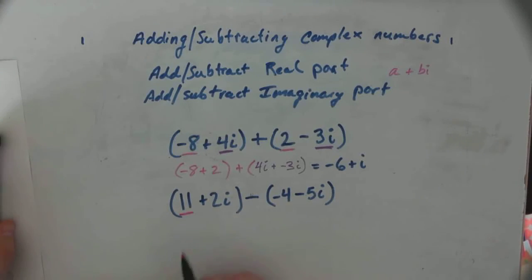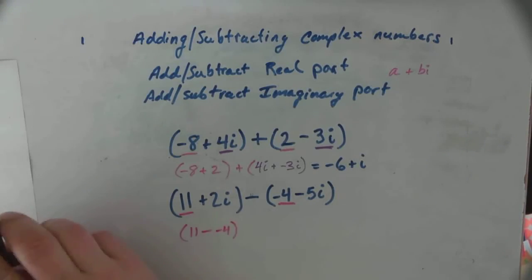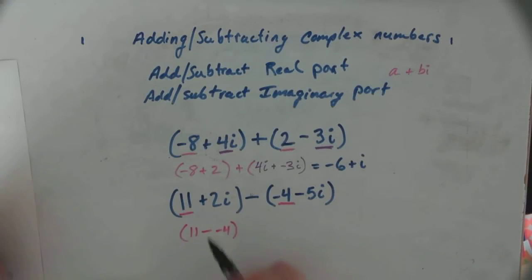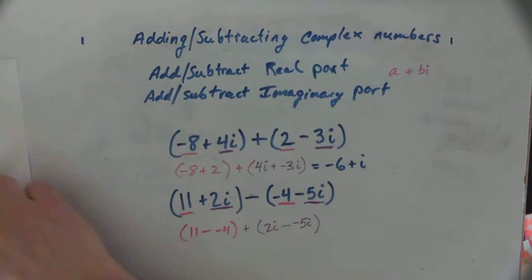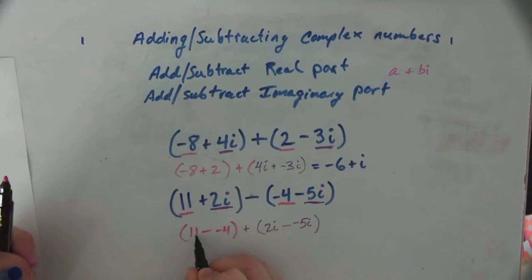So again, the real part is 11 for my first complex number. The real part for my second complex number is -4. And so I would have 11 minus -4. My imaginary part, 2i for the first complex number, -5i for the second one. And so that will be 2i minus -5i. And so again, we're going to write this in the form a plus bi.